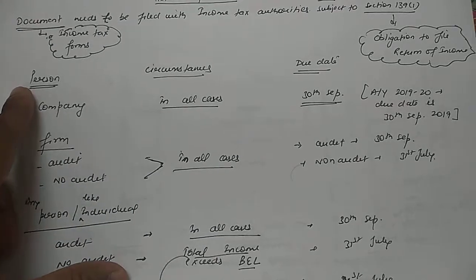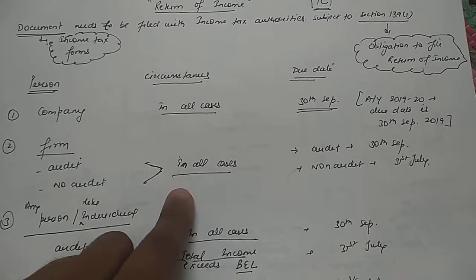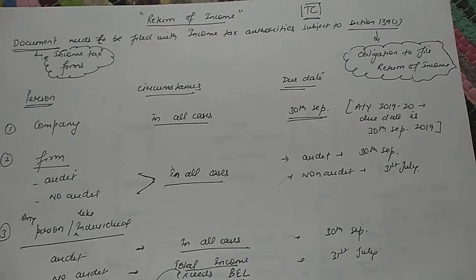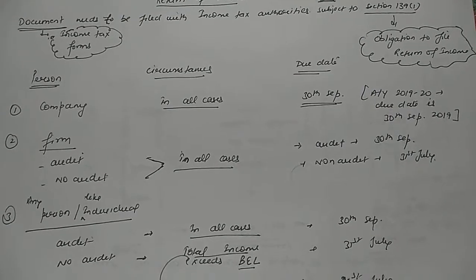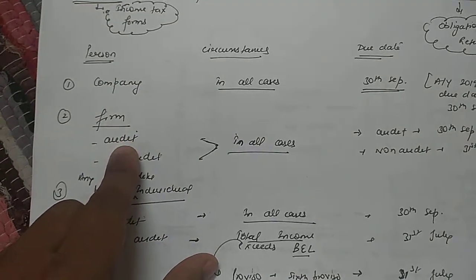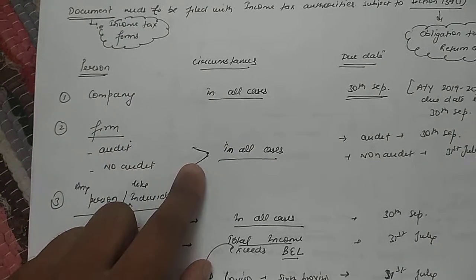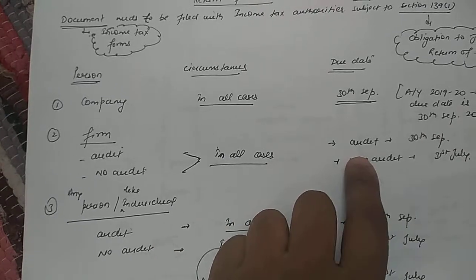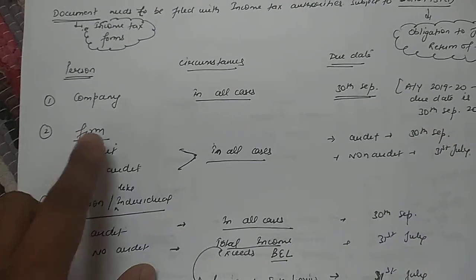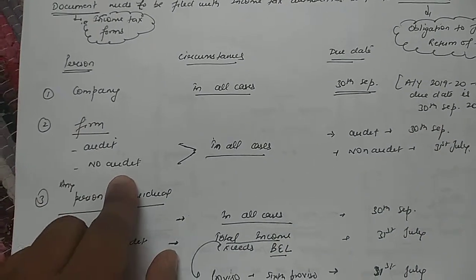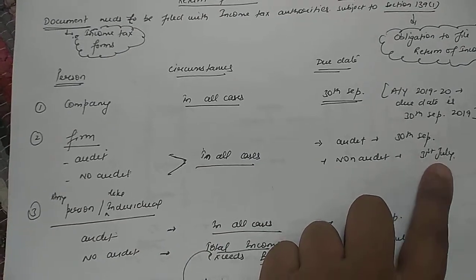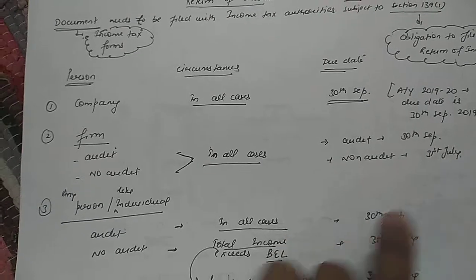But if the taxpayer is a firm, then in all cases they need to submit their return of income. However, the due date is different. If the firm is required to get their accounts audited, then in all cases they need to submit the return of income on or before 30th September of the relevant assessment year. However, if the firm is not required to get their accounts audited, then they need to submit the return of income on or before 31st July of the relevant assessment year.